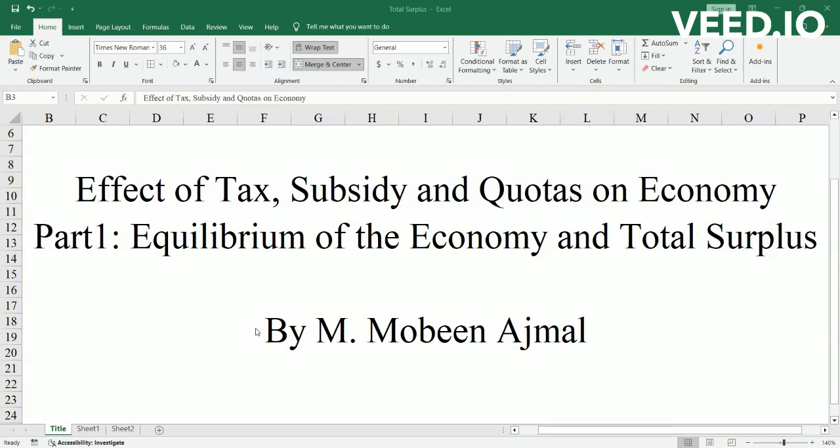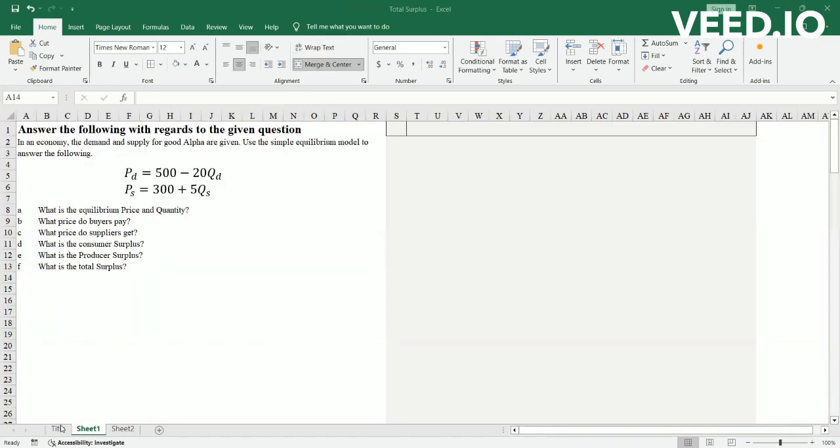This is a set of videos on the effect of taxes, subsidies and quotas on the economy. Part one of this video will cover the equilibrium of the economy and how to calculate the total surplus. So let's start. The question given is, in an economy, the demand and supply for good alpha are given. Use simple equilibrium to model the following.